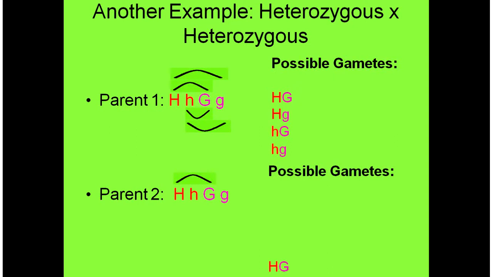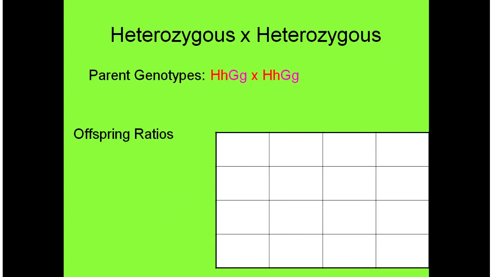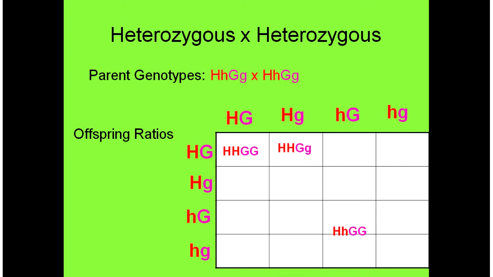I do the same thing for my second parent, who has the same genotype, so we'll end up with the same gametes. And if I put those gametes from parent 1 on the top and parent 2 on the left-hand side, I can then start filling in my offspring, remembering that I'm always putting H's first, and I'm putting capital letters before lowercase letters.